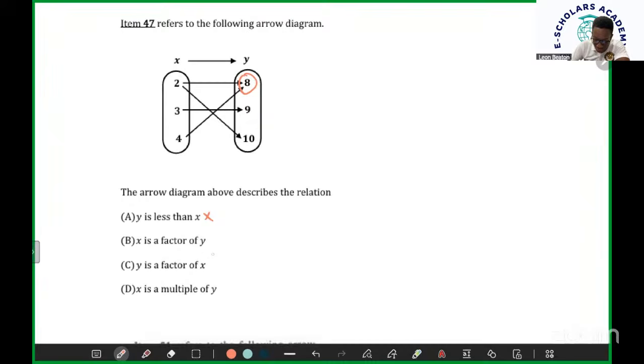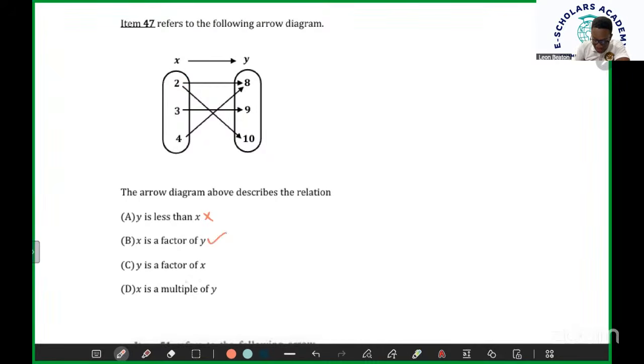So X is a factor of Y. Let's see, 2 is a factor of 8, indeed. 4 is also a factor of 8. So that is true. 3 is a factor of 9. That is true. 2 is a factor of 10 as well. So this looks like the answer.